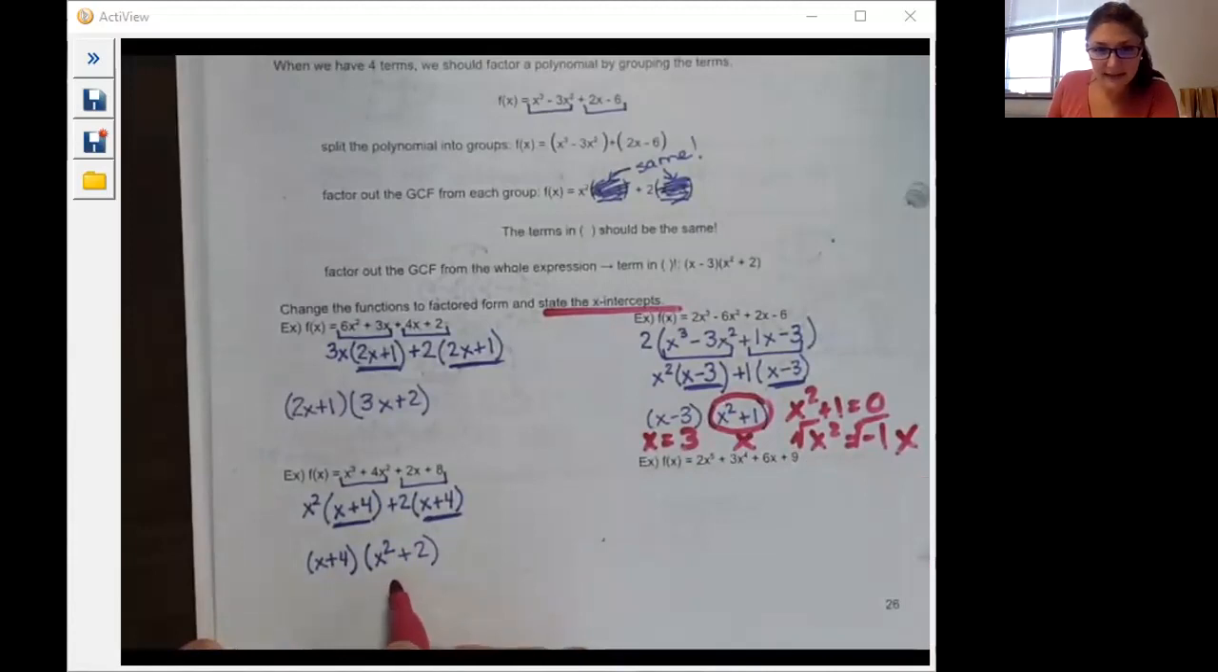Same with that example down here. I'm going to leave that alone. If I have x squared still, for right now, we're going to leave that alone. But this x plus 4, we know we would get an x-intercept of negative 4.